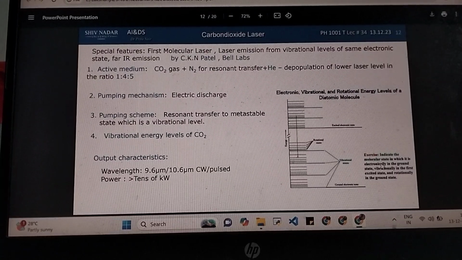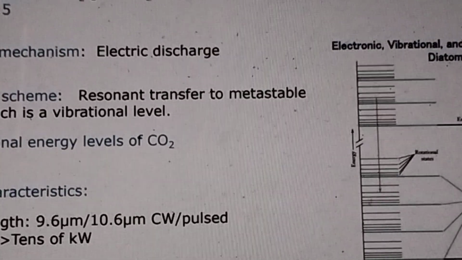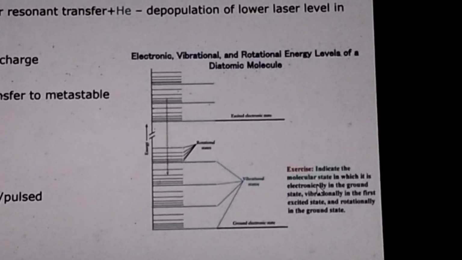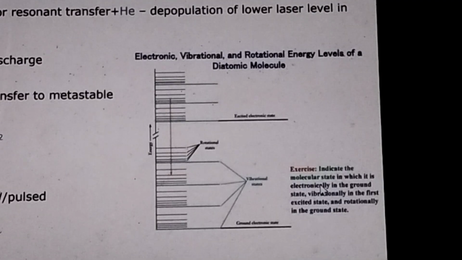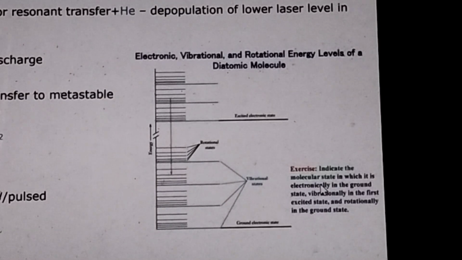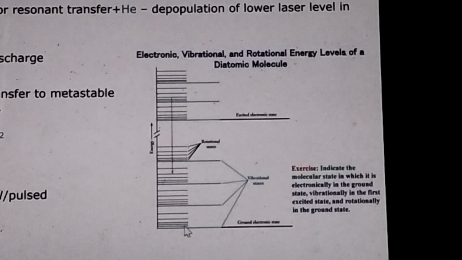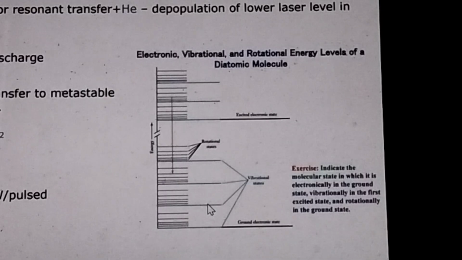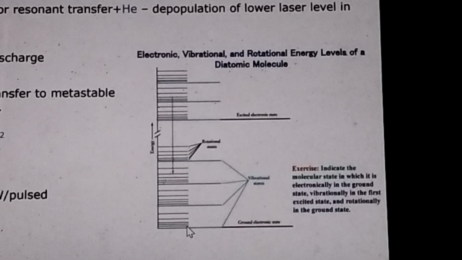So let's take this quick exercise to understand things better. Here's the figure, and indicate the molecular state which is electronically in the ground state, vibrationally the first excited state, and rotationally in the ground state. So electronically in the ground state is this long line here, vibrationally in the first excited state, so this would be the ground state vibrationally, this blue line, and this is the first excited state, and rotationally in the ground state, the first small black line over here. So the ground state again for rotational starts here.